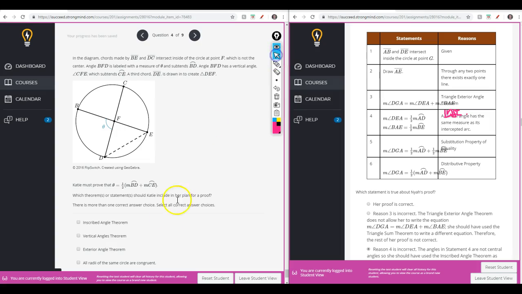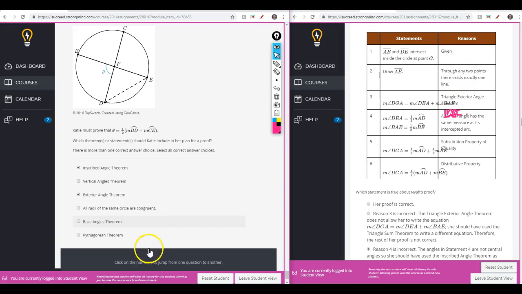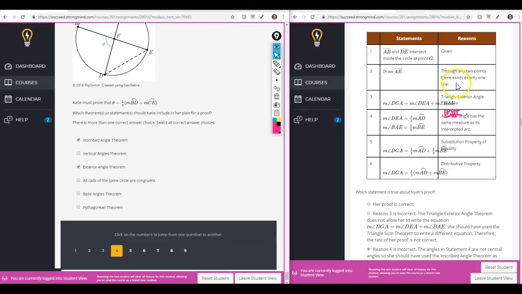So I'm going to mark that right from the get-go, and I'm also noticing that we have a triangle exterior angle theorem, which is right there. I did not notice anything about radii or base angle theorem or the Pythagorean theorem or vertical angles. So those are the ones that I'm going to select based on using this proof as an example. That's how I would go about answering this question.